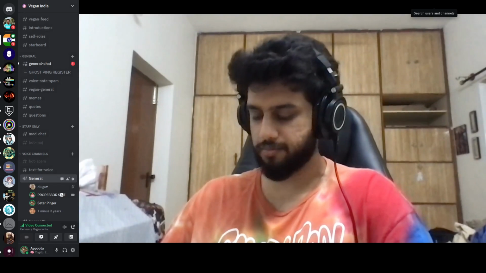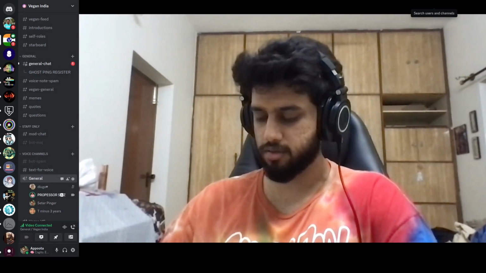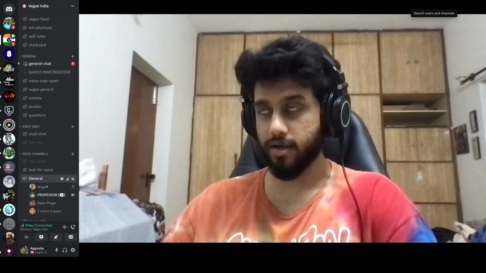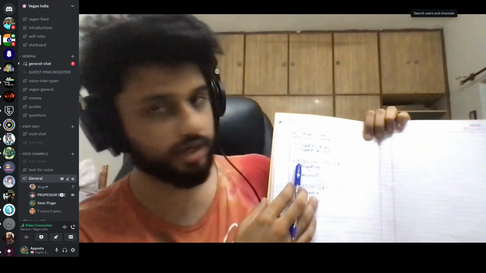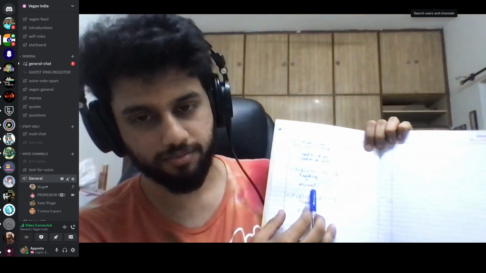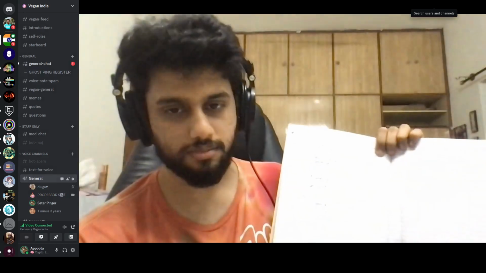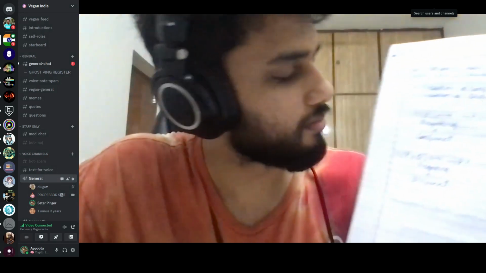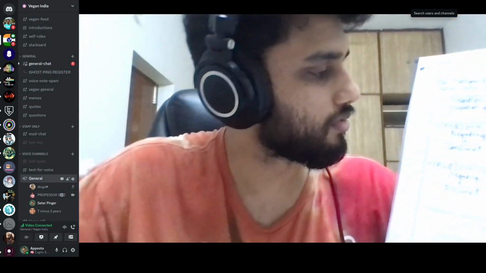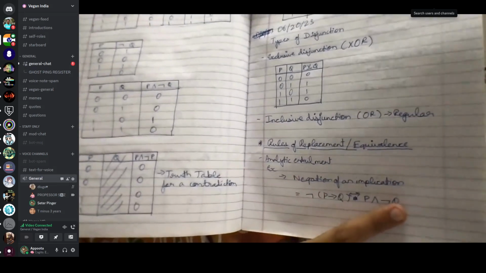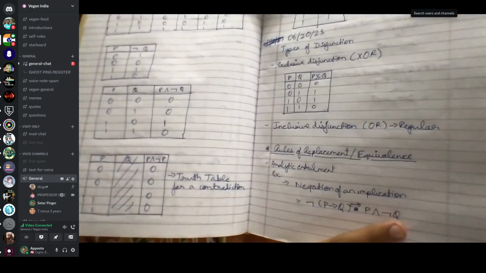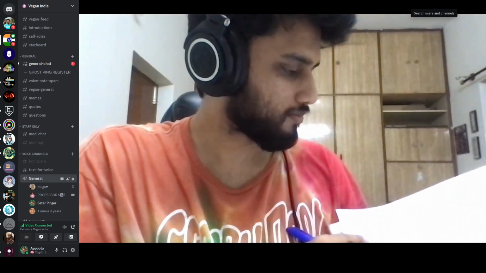The negation of P implies Q would be, we already know this, P and not Q. And we also know that negation of P and Q is written here, it's negating a conjunct. But the negation is not equally distributed in P and not Q. Only one of them is negated. So here the negation symbol is only there with Q. So you can't directly apply De Morgan's law.